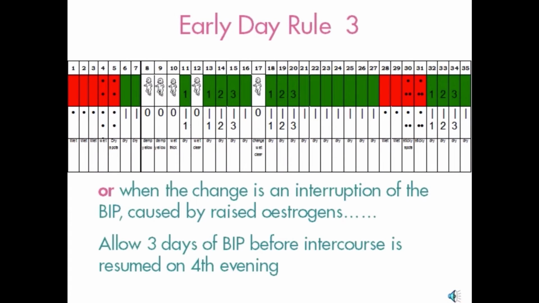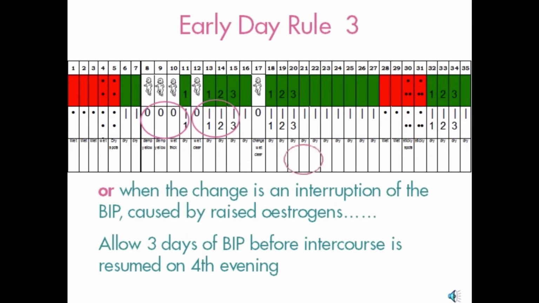This chart demonstrates correct application of the third early day rule when ovulation has been delayed. The woman has a basic infertile pattern of dryness. On day 8, she noticed a change. The couple waits, and when the BIP is resumed on day 11, the count begins. A further change occurs on day 12. Again, the couple waits until the BIP returns on day 13, and the count of 1, 2, 3 is applied.